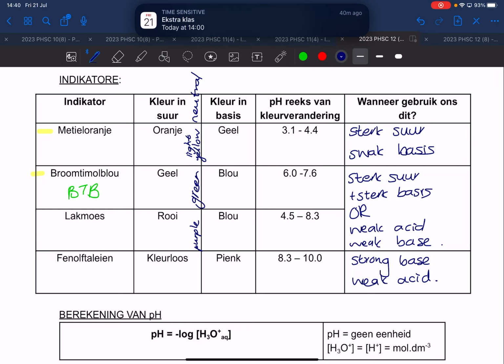Okay, when we add an acid to phenolphthalein, it must be colorless. It must stay colorless. Okay. I should not be doing what I'm doing.